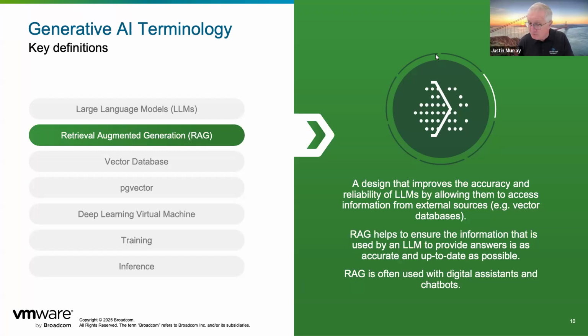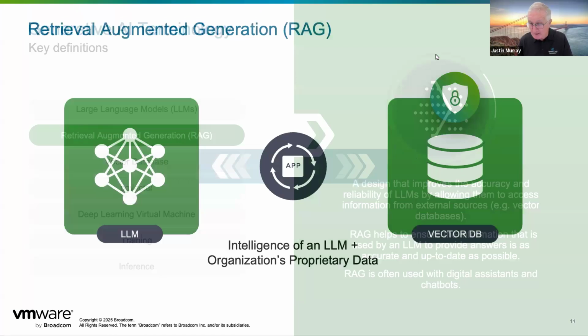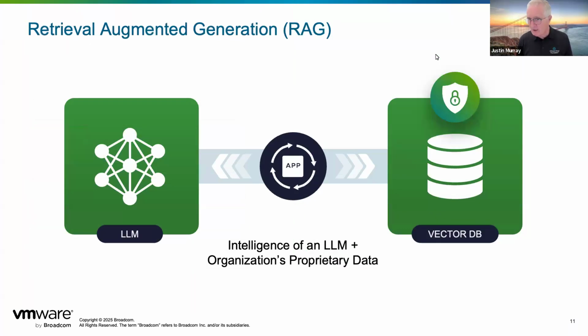So this is often used with chatbots and digital assistants. And the key component of this design is a vector database. Now, a vector database is a relational database under the covers, like Postgres or other databases. And so there's nothing mysterious about a vector database. It's just a relational database with a new data type called vector in it. And I'll explain the reasons for these vectors in a minute.